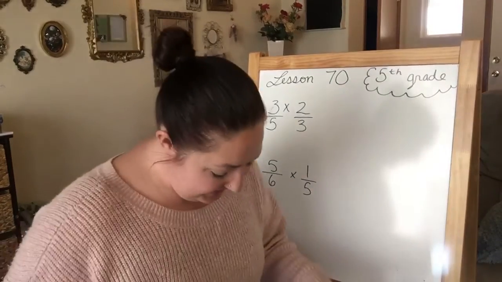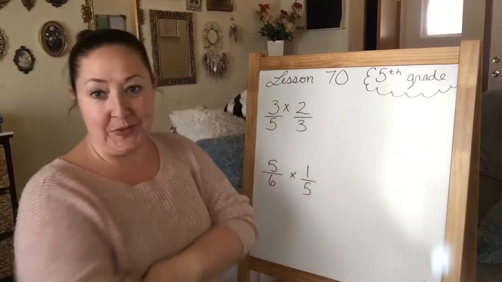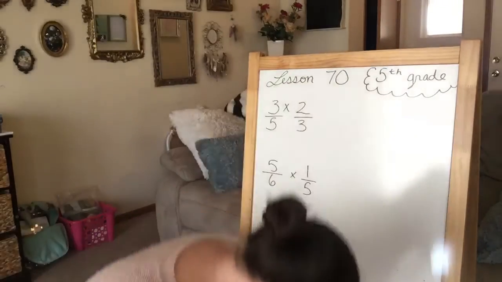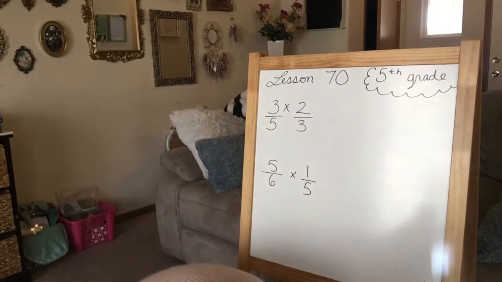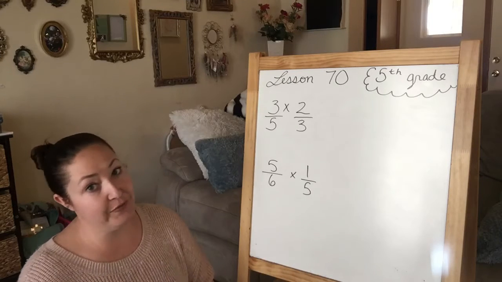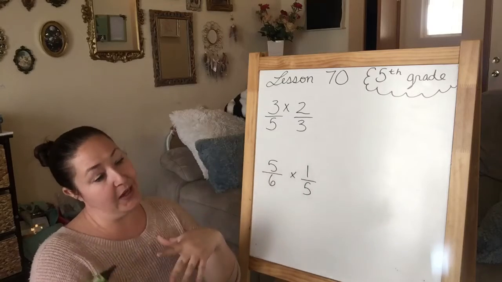Hello! All right, it is lesson 70 for 5th grade, and it's also one of my favorite things to do in math. We're going to learn about canceling out and reducing before we even multiply. So when you multiply fractions, you can reduce the fractions before you even multiply, so you don't have to do it at the end. Usually we go and we multiply across, right?